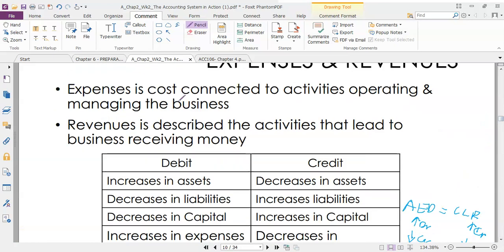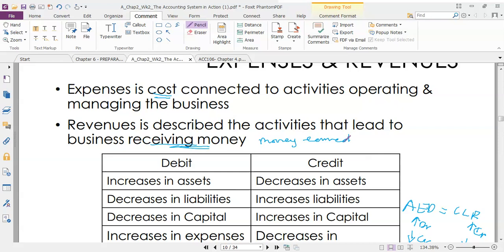What is written here is also the same. Expenses, we know what they are: costs connected to activities operating and managing the business, costs incurred to manage the business. Revenue is described as the activity that leads to the business receiving money, money that we earn from business activity. Remember that. Revenue is money earned.